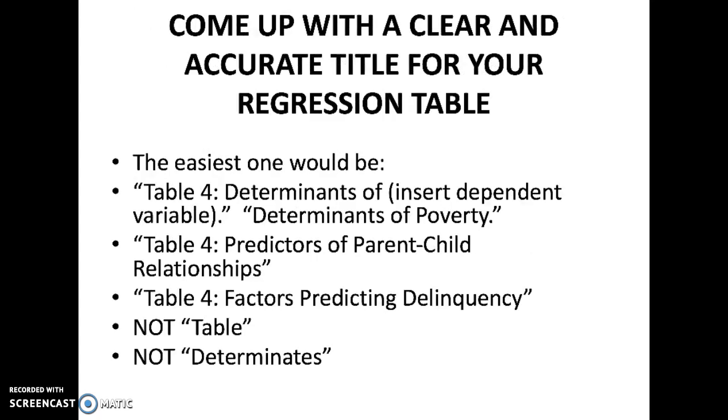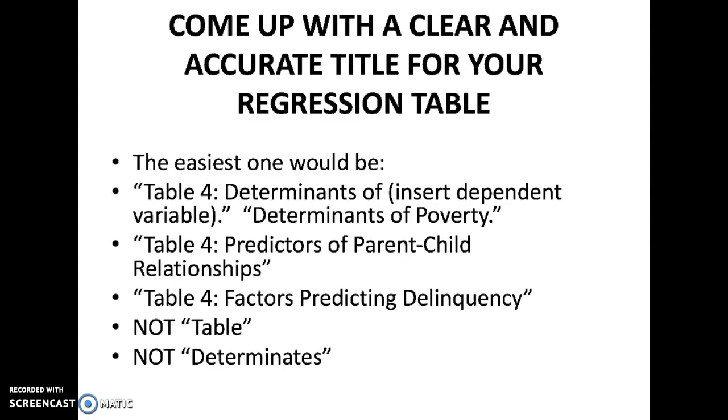Come up with a clear and accurate title for your regression table. The easiest one would be something like this: Table 4, Determinants of, and insert your dependent variable, such as Determinants of Poverty. Or Table 4, Predictors of the Parent-Child Relationship, or Table 4, Factors Predicting Delinquency. Those are all just different ways of writing a title: determinants of something, predictors of something, factors predicting something. That's fine. But don't just put the word Table or Table 4. Every table should have a title.